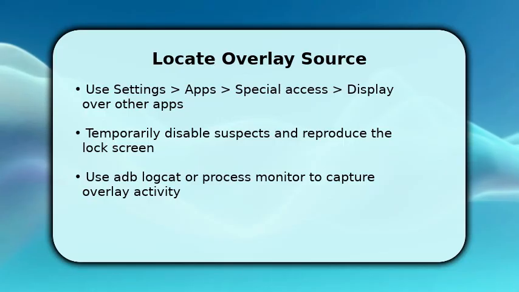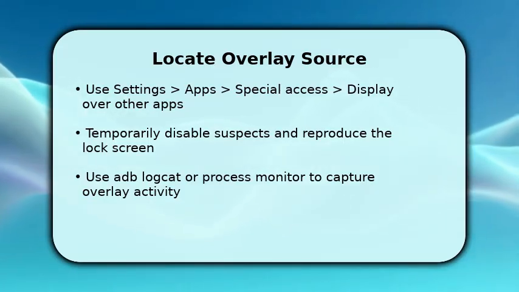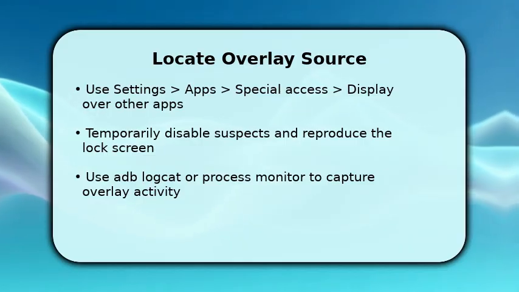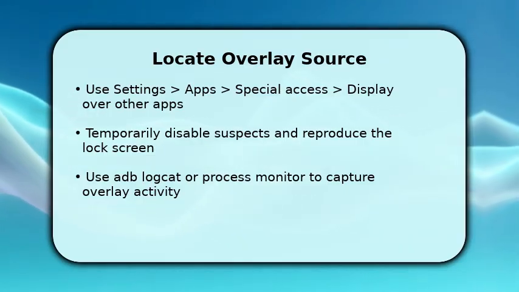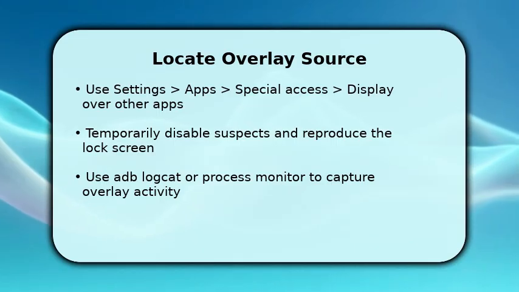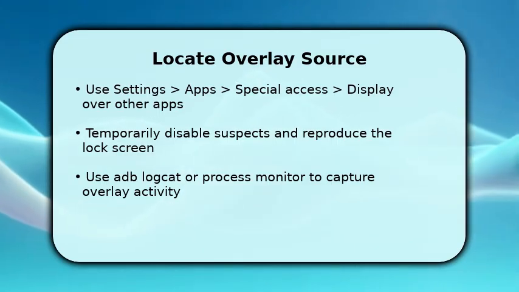Now you actively locate the overlay by narrowing suspects. Go to Apps, Special Access, and Display over other apps. Toggle individual apps off to see if the overlay disappears. Once you disable a likely candidate, reproduce the lock screen to confirm cause and effect.